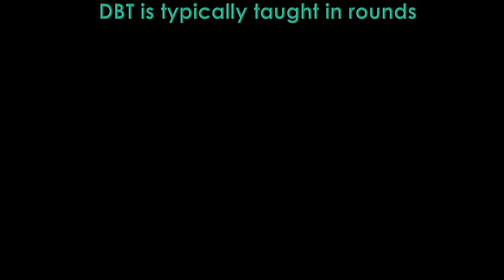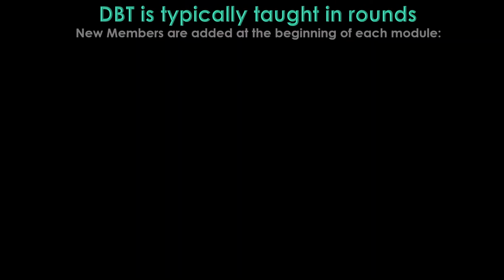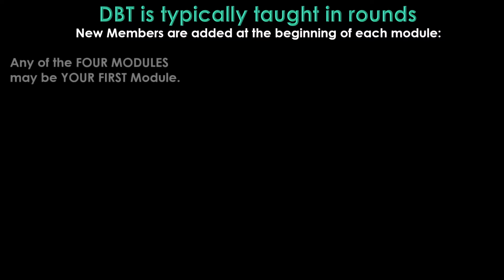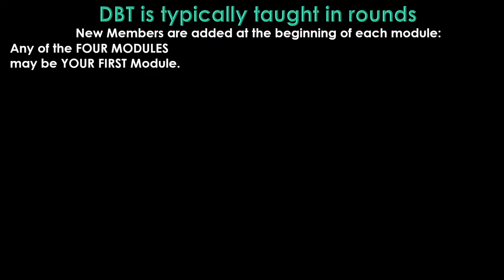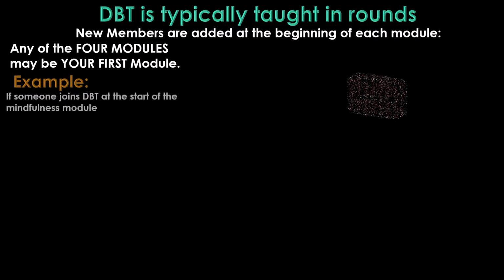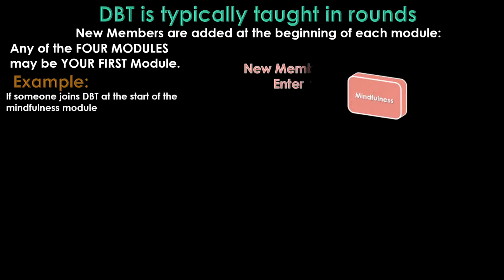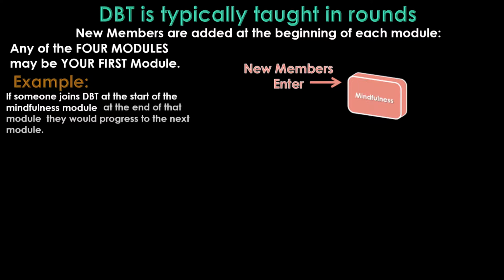DBT is typically taught in rounds. New members are added at the beginning of each module. Any of the four modules may be your first module. Let's take a look at an example of how this works. If someone joins DBT at the start of the Mindfulness module, at the end of that module, they would progress to the next module.